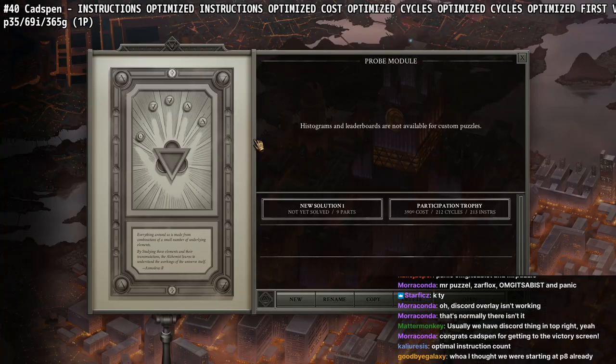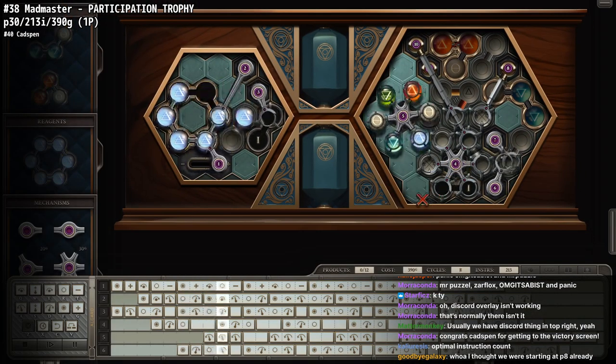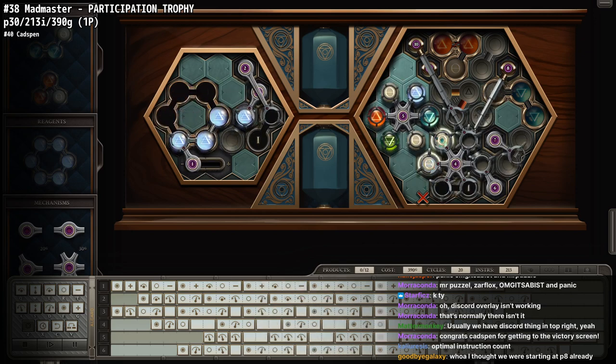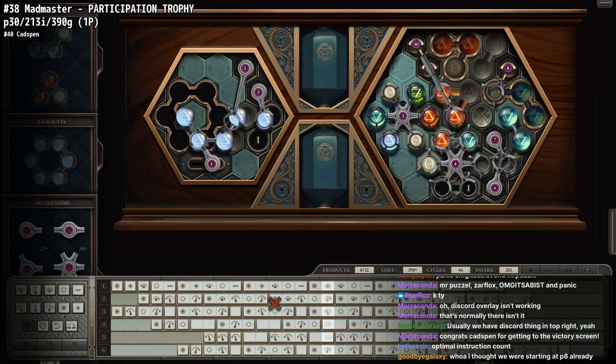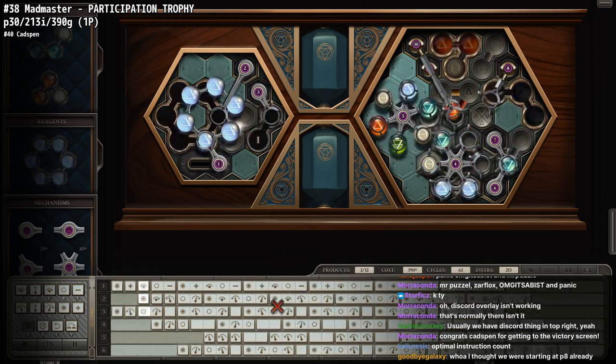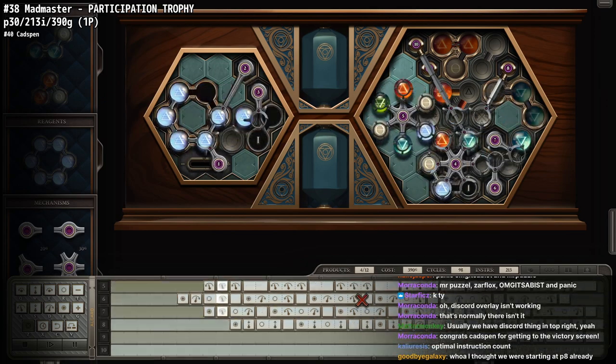So next up we have Mad Master. Participation trophy. Low period for most of my 230 arms. I've never done well in a tournament cabinet puzzle and I'm not about to start now. So this one's interesting because most of the arms are actually on a lower period than 30. They're on period 5. Which one's 30?